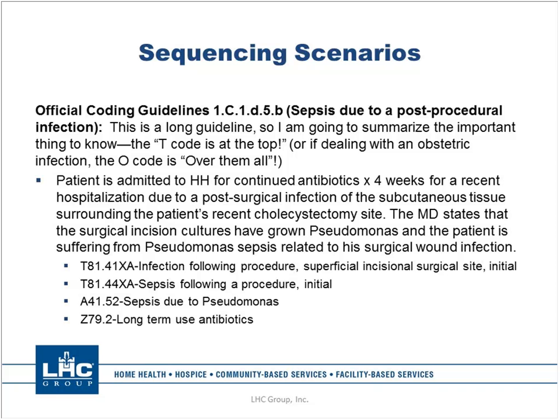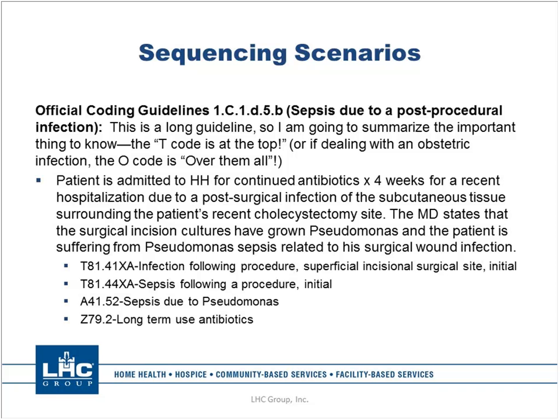Then we're going to add the underlying systemic infection code, which is sepsis due to Pseudomonas, A41.52. And then, of course, our long-term antibiotic code. I didn't say anything about them being IV antibiotics. I just said antibiotics for 4 weeks. So we have long-term use antibiotics. So let's look at it for another minute. We have a post-procedural infection sepsis.